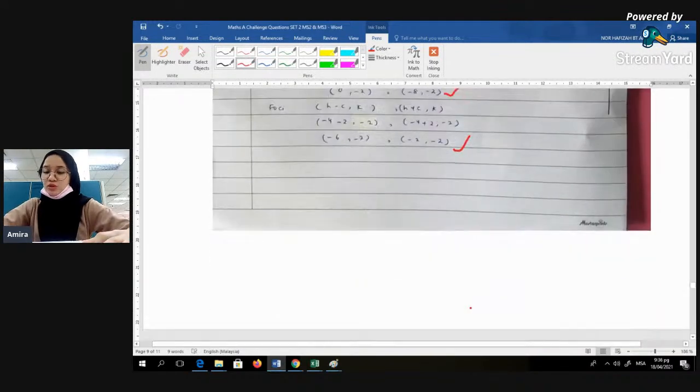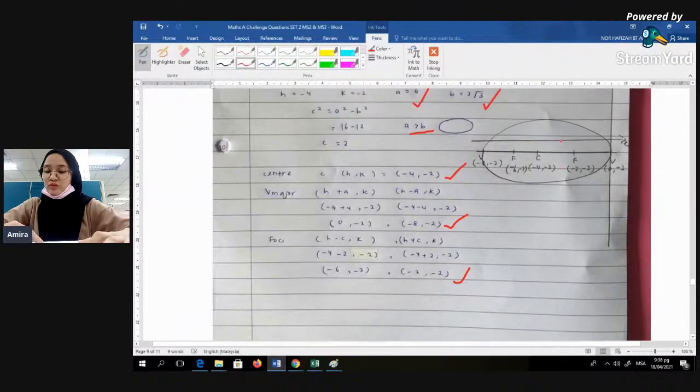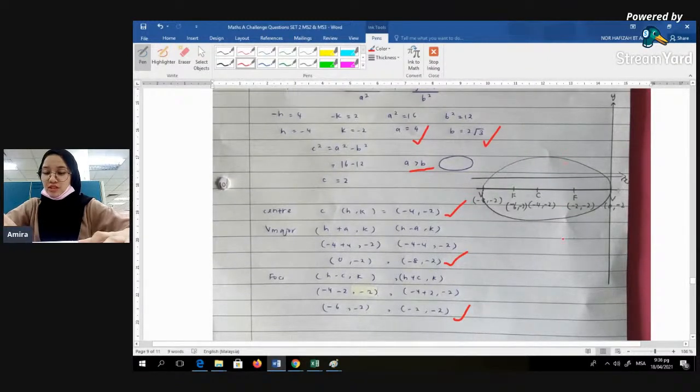Next, you have to sketch the graph of the ellipse. So you have to plot the points on the line first. Then you draw the ellipse, and then you draw the axes, y and x axis. That's all.